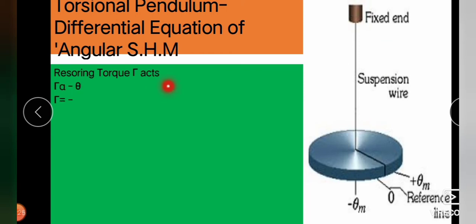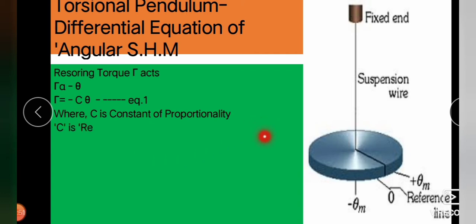Restoring torque tau acts on this torsional pendulum, which is proportional to angular displacement theta and oppositely directed to theta. So I am writing here tau is proportional to minus theta. Tau is equal to minus c theta. Suppose this is equation 1, where c is the constant of proportionality and it is defined as torque per unit angular displacement, or sometimes called the torsional constant also.